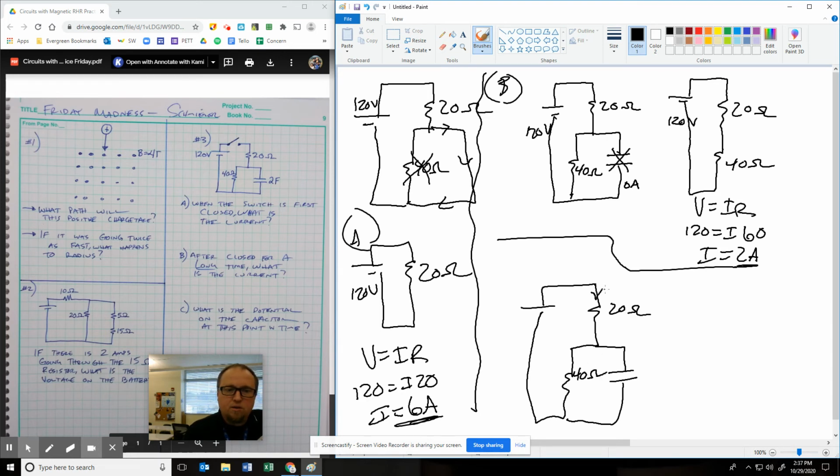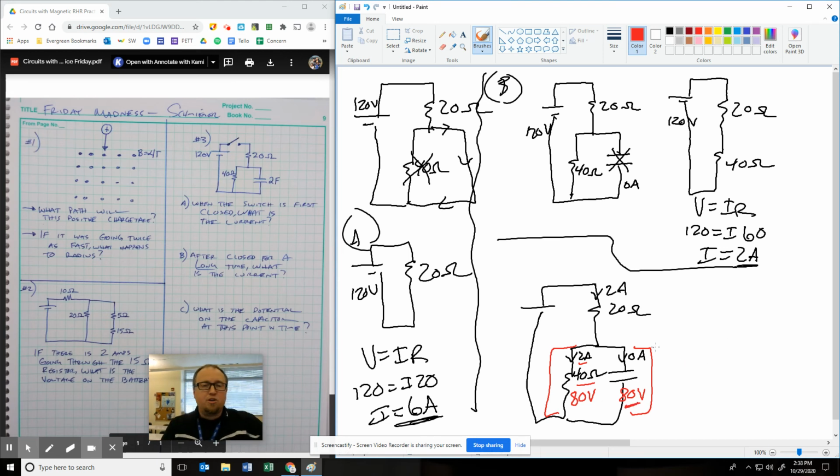What we know is the current going through here is 2 amps, and the current going through the capacitor branch is 0 amps. Here's the idea: this capacitor right here is in parallel with this resistor. This resistor has 2 amps, 40 ohms. If I do V equals IR, I get 80 volts. If that's 80 volts, the capacitor is also in parallel with it, so that capacitor will have 80 volts.